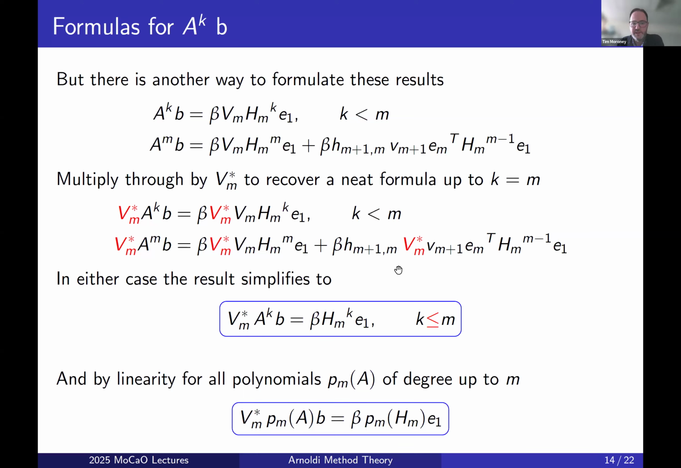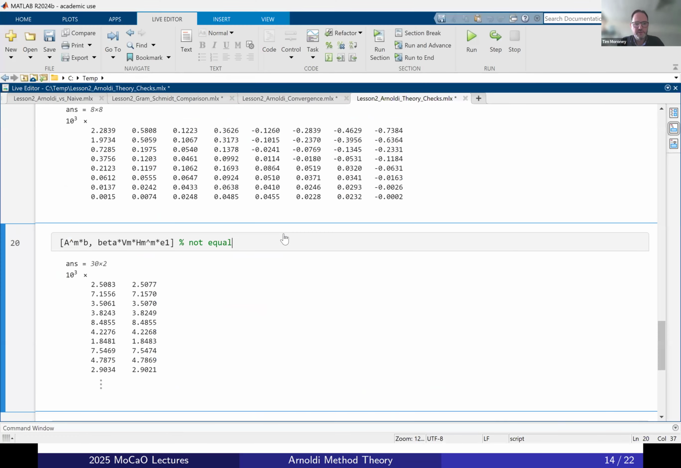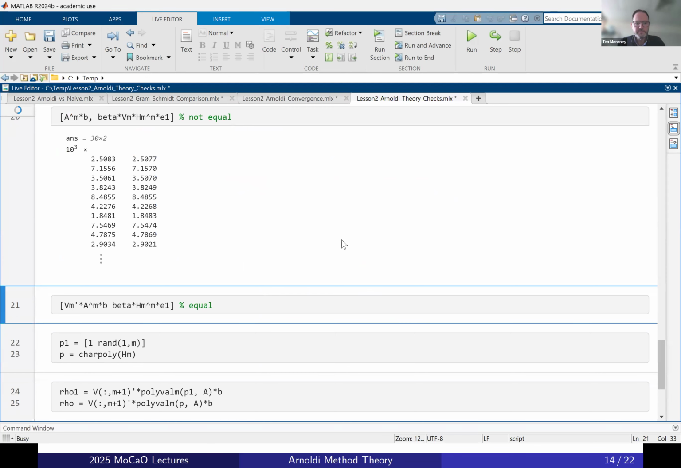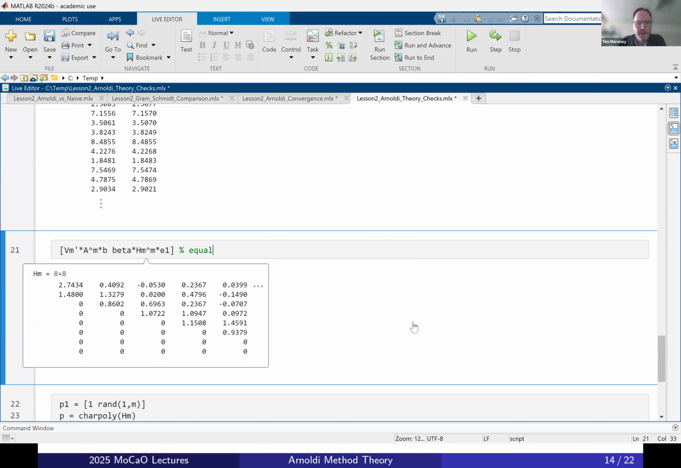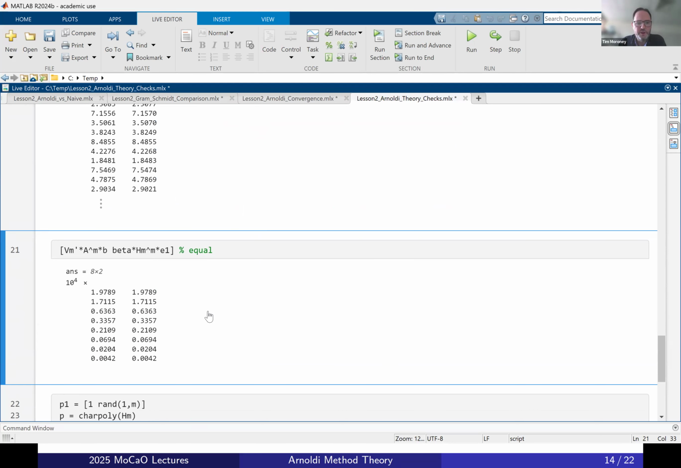Okay, so now in either case, the result simplifies. This is a less than or equal to now. And so by linearity, for all polynomials of degree up to m, we can write this result. Okay, so back here, although this was not true, if we'd done the vm star, then we would have the result holding even for degree m. So this is a small vector now because we've projected it down, but they're equal.